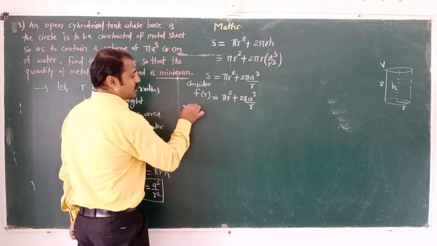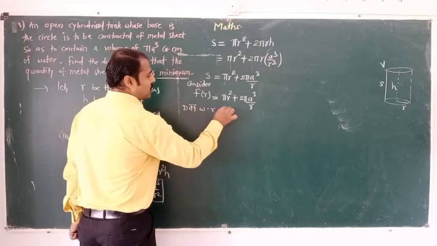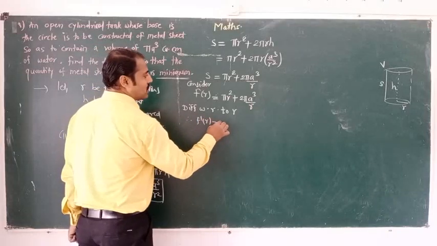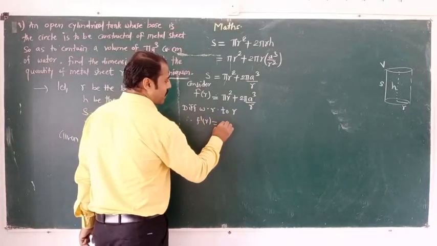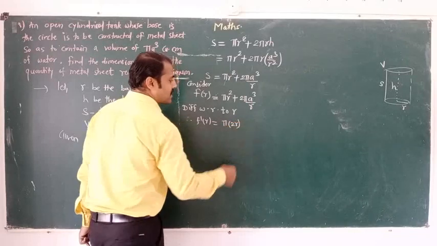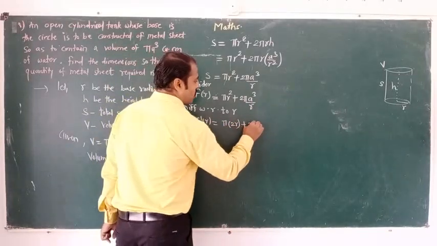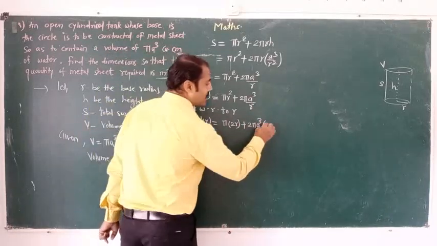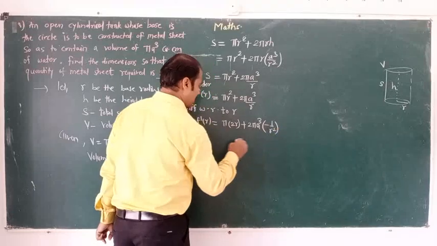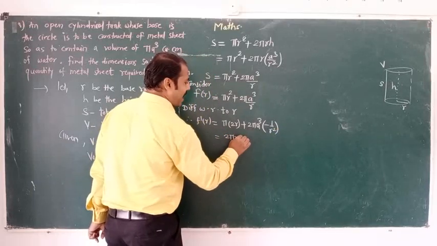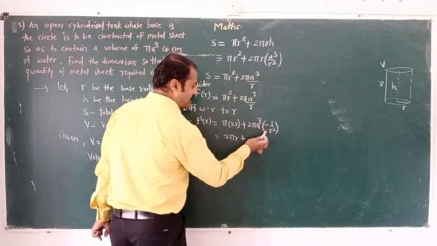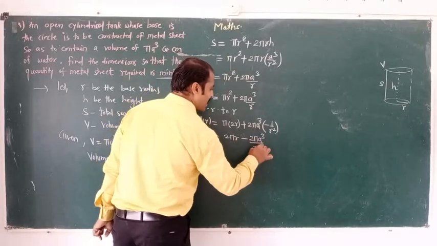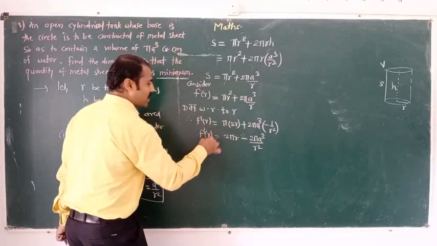Here, differentiating with respect to R. Therefore, f dash of R is equal to the derivative of pi r square, pi constant, derivative of R square is 2R, plus 2 pi a cube is constant, derivative of 1 upon R is minus 1 upon R square, which is equal to 2 pi R minus 2 pi a cube divided by R square. Here is f dash of R.